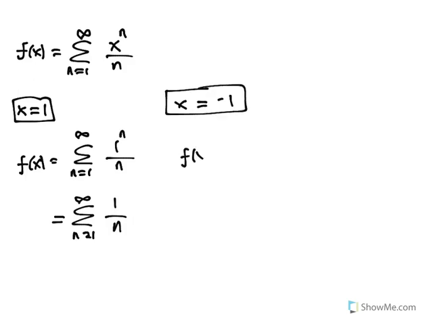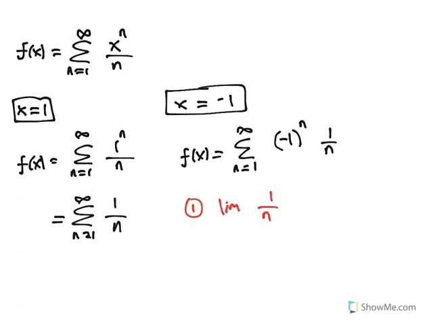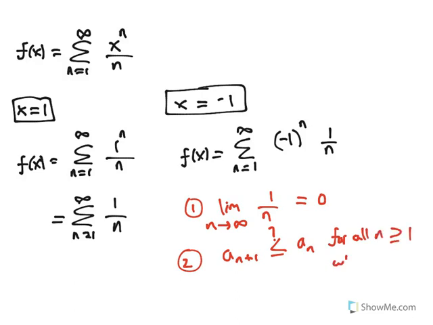So we're going to get f of x is equal to the sum of (-1)^n over n, which you can write this way. This is an alternating series, so now you can apply the alternating series test, check for the two conditions: the limit of a sub n as n goes to infinity is equal to 0, and check whether a sub n plus 1 is less than or equal to a sub n, for all n greater than or equal to 1, where n is an integer.